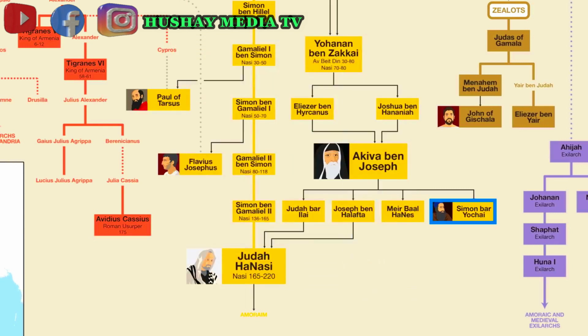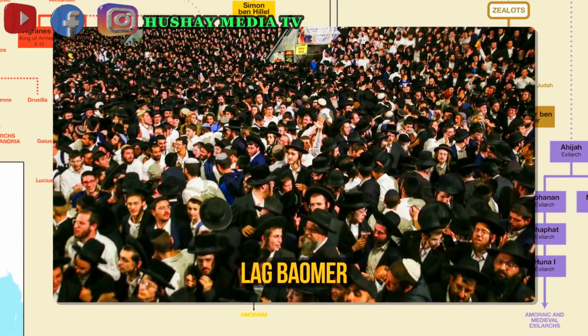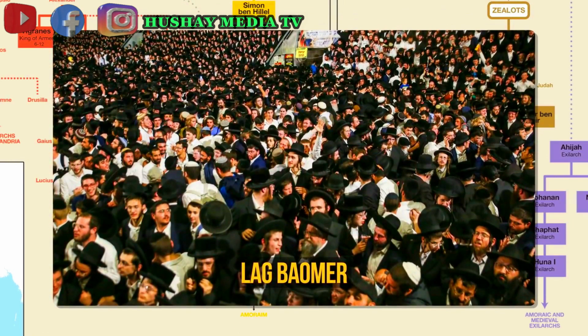Simon bar Yochai is thought to have died on the 18th day of the Hebrew month of Iyar, which is also known as the 33rd day of the counting of the Omer. Nowadays, this day is celebrated by some Jews as Lag BaOmer. In Israel, tens of thousands of people go on an annual pilgrimage to Simon bar Yochai's tomb on this day. And earlier this year, the event sadly hit the news due to a deadly crowd crush in which 45 people were killed.